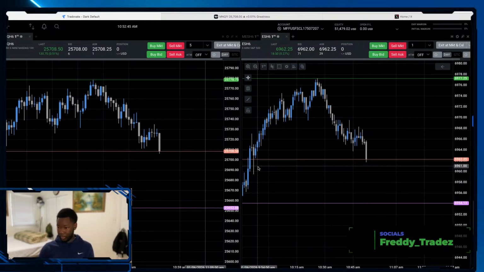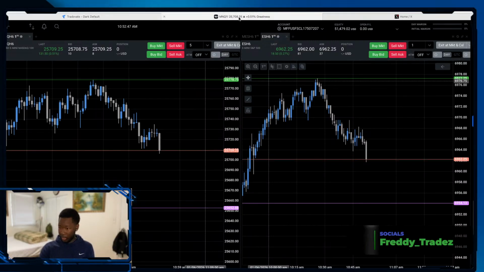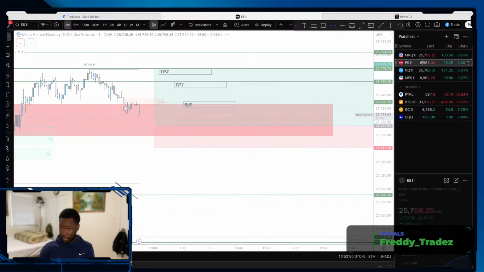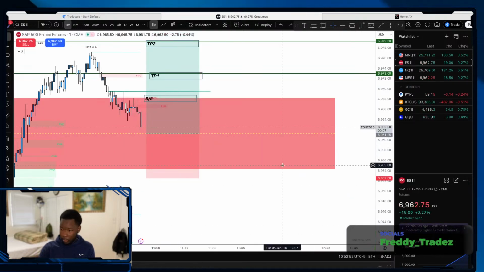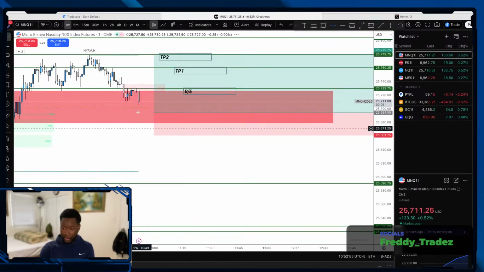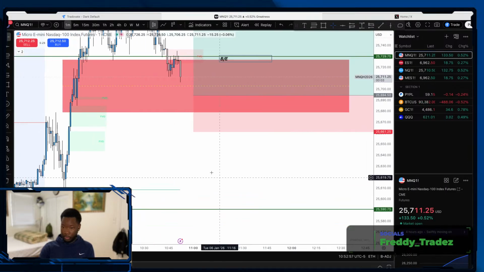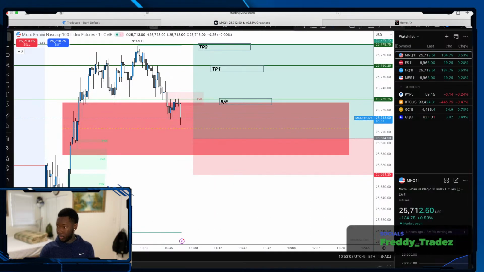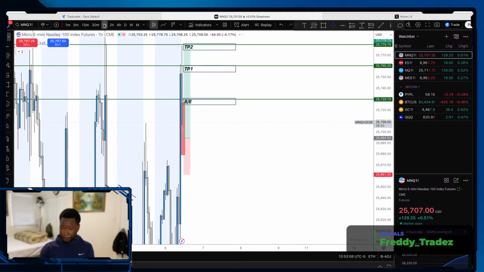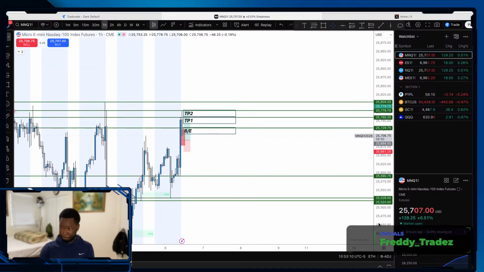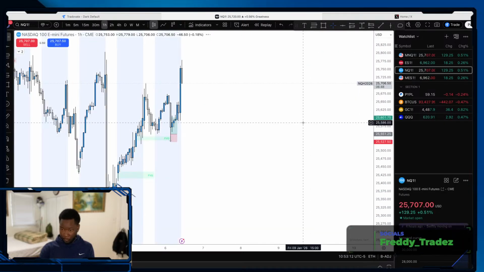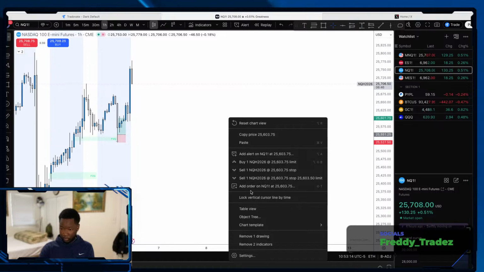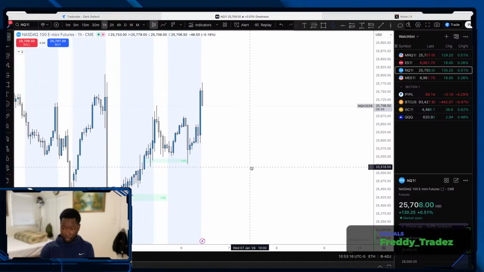All right, gonna move down. I think ES just tapped the entry around on my entry. Almost. I'm going to wait for NQ to hit it, for NQ to get below this 50%. The time is also 10:53. The hourly. Okay.